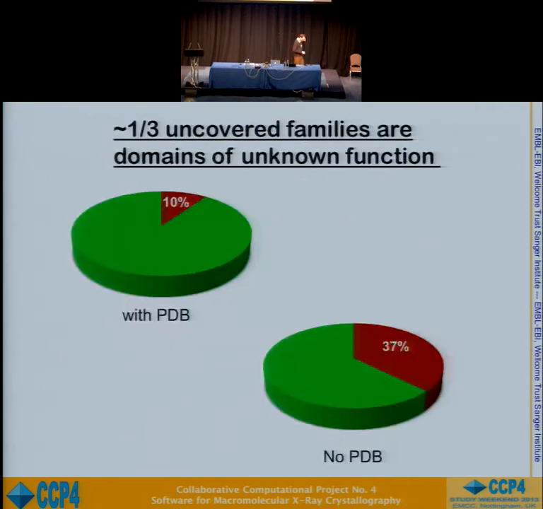Now, the other thing is that families that we don't cover have a higher proportion of things that have no known function. So in PFAM, we have a number of families that we call DUFs, domains of unknown function, for which we haven't found any member that has an annotated function. And you see that in the families that have no PDB structure, 37% have no known function, while only 10% have no known function in the ones covered by PDB. And I'm guessing that most of those are from structural genomics. So there's maybe a good reason not to cover this 37%, that's what I'm saying.